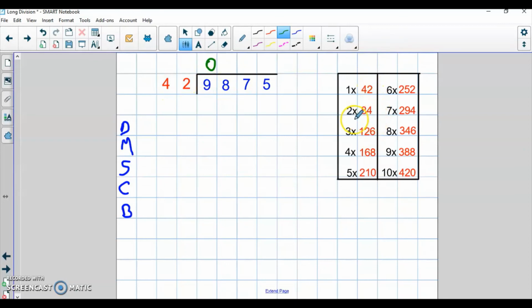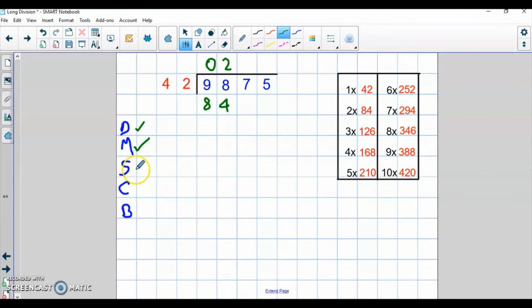Let's look down my list. Well, I know that I can have 2 lots of 42. 2 lots of 42 is 84, so I'm going to get 2 whole groups out of that. I don't have enough. I've only got 98. I don't have enough to get 3 whole groups. So I've got 2 whole groups. There's my division. Now I'm going to multiply: 2 lots of 42 is 84.